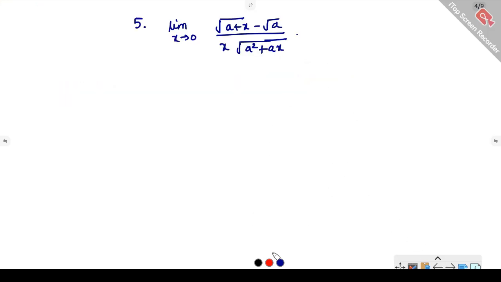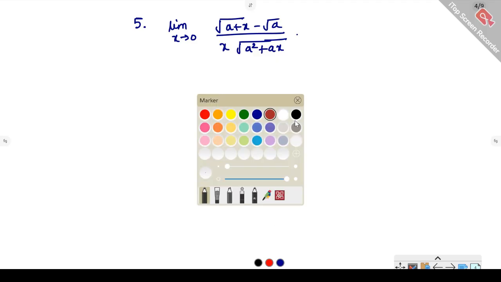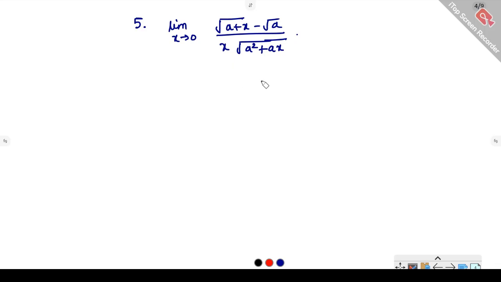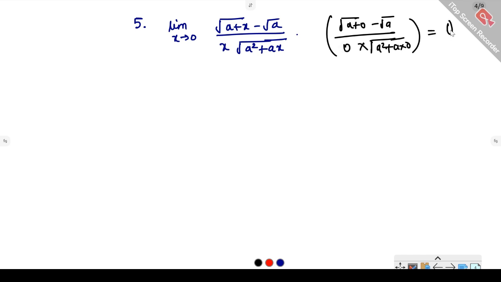The fifth problem is limit x tends to 0 of (square root of a plus x, minus square root of a) over x times square root of a square plus ax. If we put x equals 0 in the numerator, we get square root of a plus 0 minus square root of a, which is 0, times square root of a square plus a times 0. So this is also in 0 by 0 form.